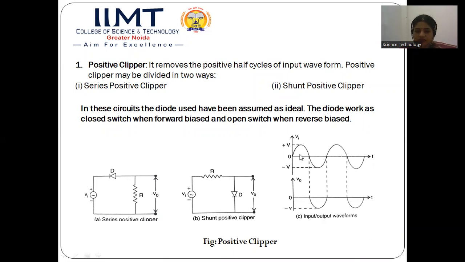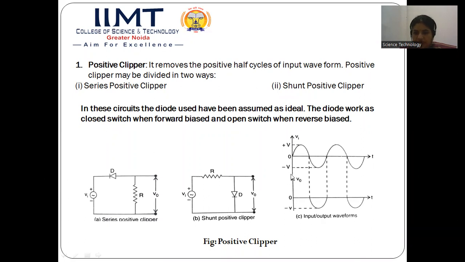So during the positive half cycle, the upper end will be positive and the lower end will be negative. So we can say that N is connected to positive and P is connected to negative. So now this diode will be in the reverse bias position. Whenever the diode is in the reverse bias position, it will be non-conducting and it will act as an open circuit. So when this diode is an open circuit, all the voltage will appear across this diode and there will be no voltage across the resistor R. So the value of VO, or output voltage, will be 0.